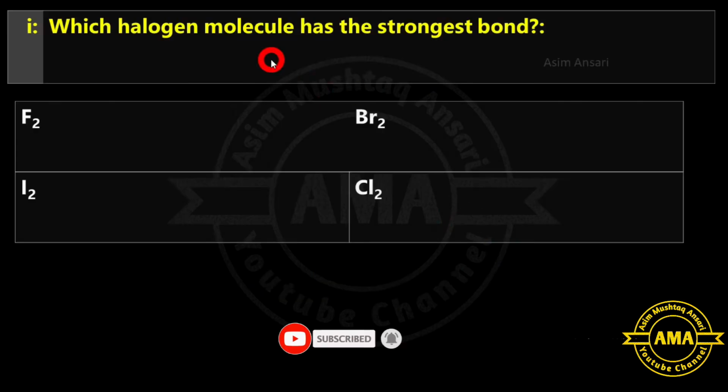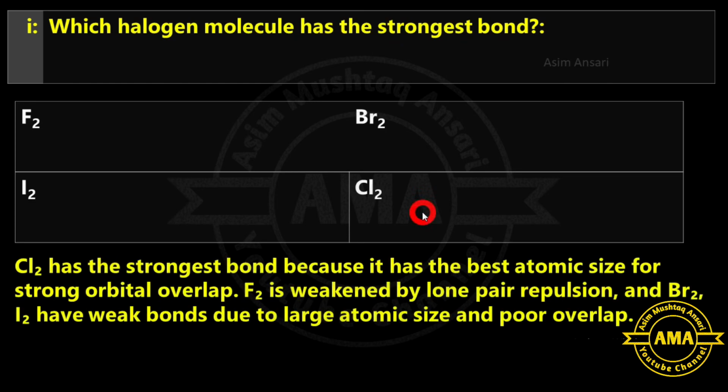First MCQ is: which halogen molecule has the strongest bond: F2, Br2, I2 or Cl2? There, chlorine Cl2 has the strongest bond because it has the best atomic size for strong orbital overlap. F2 is weakened by lone pair repulsion and Br2, I2 have weak bonds due to large atomic size and poor overlap. So Cl2 is the correct answer.